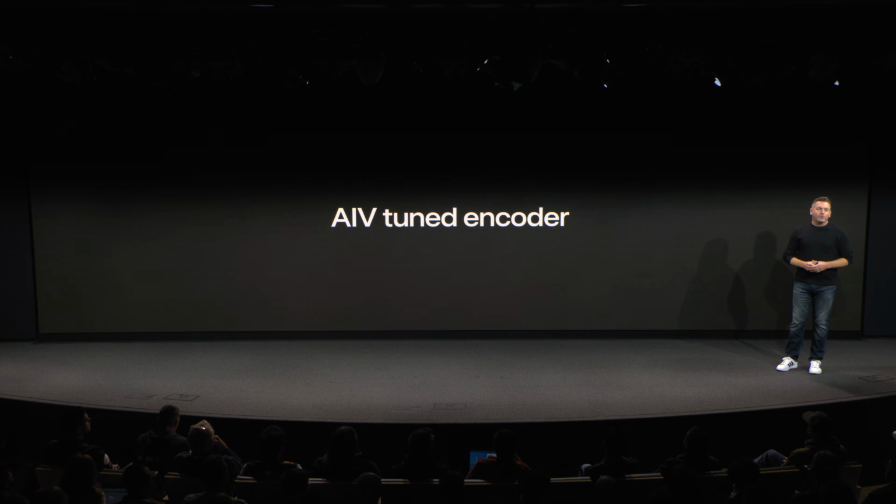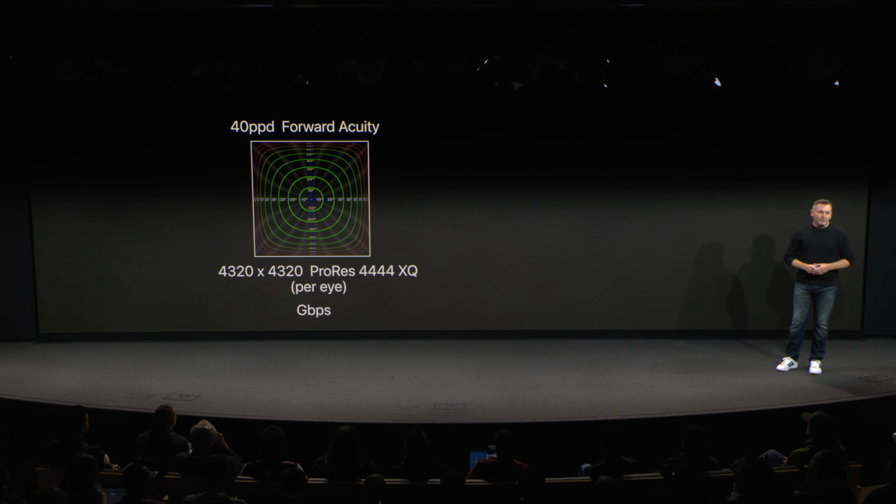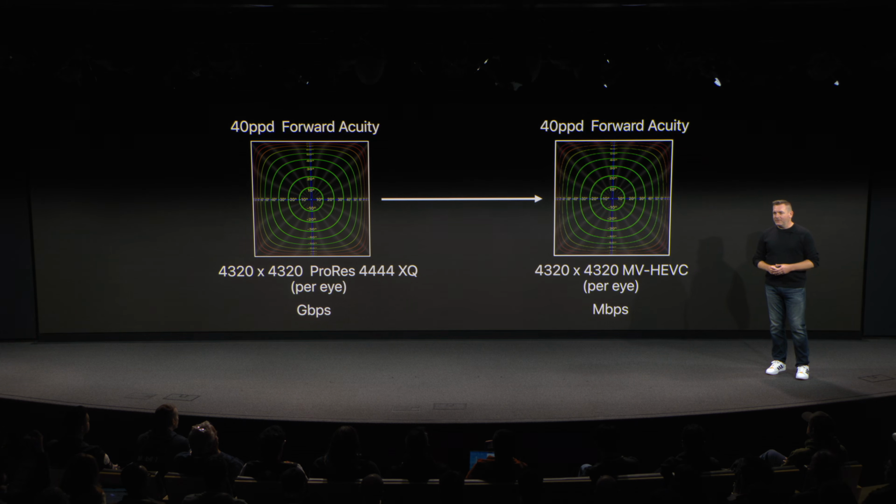And that brings us to the most critical AIV technology, the MV-HEVC tuned encoders, or specifically tuned encoders. Using an AIV-tuned MV-HEVC encoder, combined with foveation, you could take that 4320 by 4320 ProRes file and encode it to be roughly the same data rate of your typical 2D, 4K, 24-frame HEVC file, without sacrificing that feeling of being there.